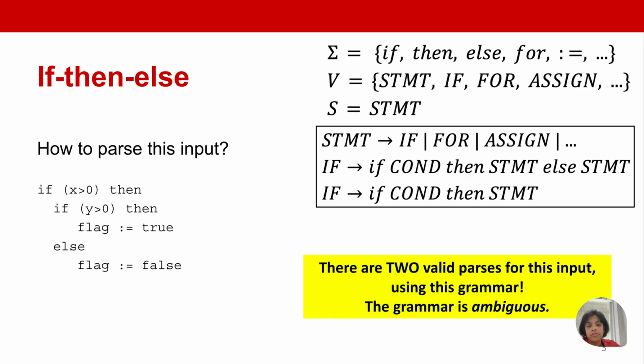Now, since there are two valid parses for this input, then this grammar is ambiguous. Okay, so this is the concept of ambiguity, which means that there are two ways to validly parse this input given the grammar using a leftmost derivation. All right, so if there is only one leftmost derivation, then it would not be ambiguous.